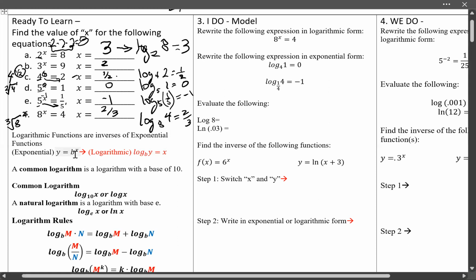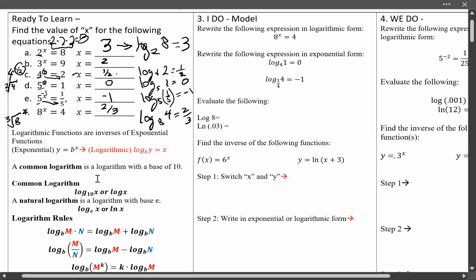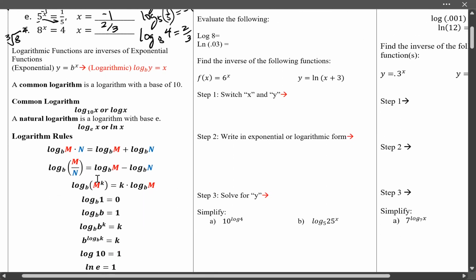So that's the end of the ready to learn activity. Underneath the ready to learn activity, we have the logarithm rules, which we need you to copy into your notes, but they are also here in this first column.